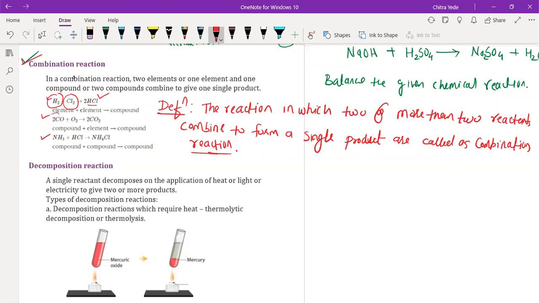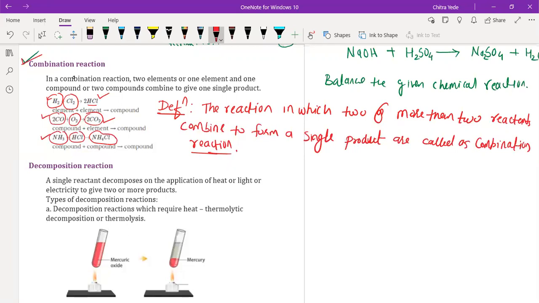Again, here we have carbon monoxide, which when burnt in excess of air gives carbon dioxide. Again it is a combination reaction. Here we have ammonia, which when reacting with hydrogen chloride gives ammonium chloride. It is a salt. So here it is the combination reaction.